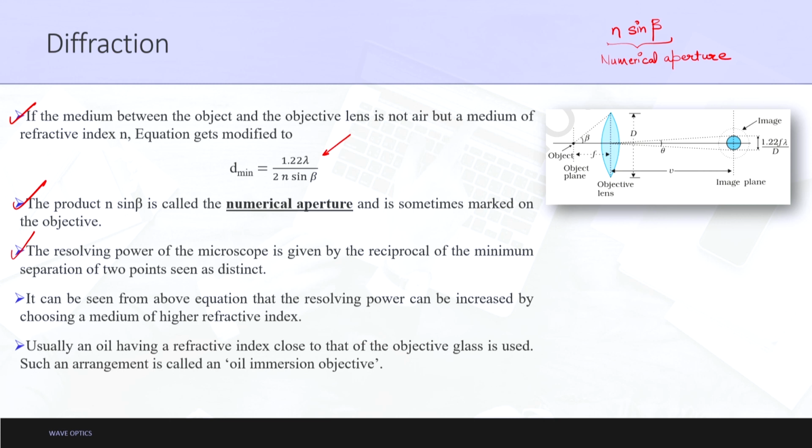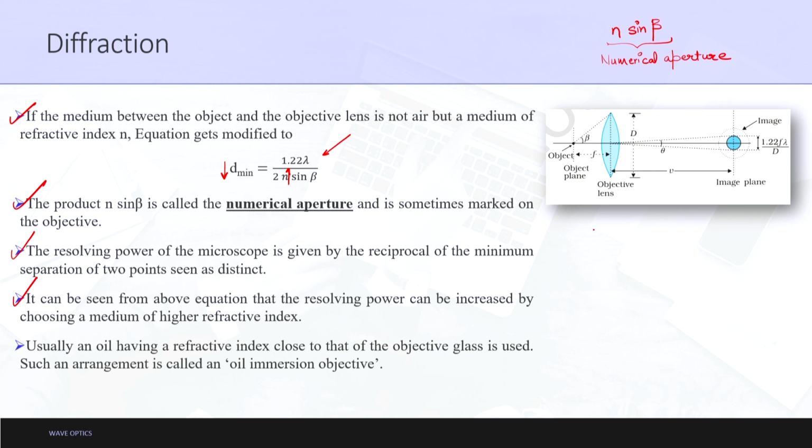It can be seen from the above equation that the resolving power can be increased by choosing a medium of higher refractive index. So quite evident, if we need to increase the resolving power of the microscope, the resolving power is the inverse of d min. So if we increase the value of n, we decrease the value of d min, and if we decrease the value of d min, we increase the value of resolving power.